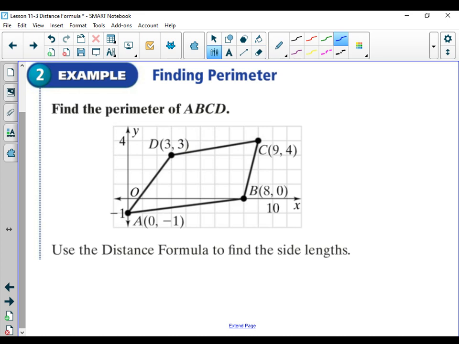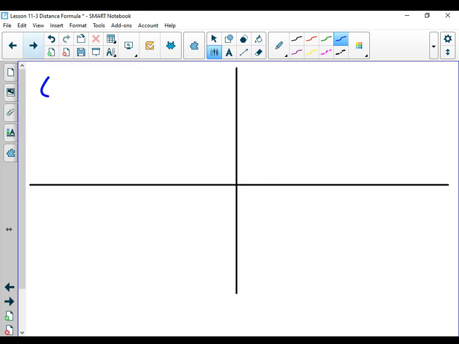I usually just go in order, A, B, C, D. You don't have to, but it does help my brain keep track of where I am. So if I'm going to start here at A and go to B, my first job is to find out the length of that line. Length, also known as distance. So I'm going to use 0, -1, and 8, 0. What do you think I could be doing in one of these boxes?